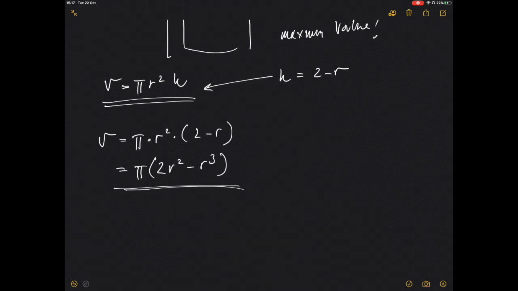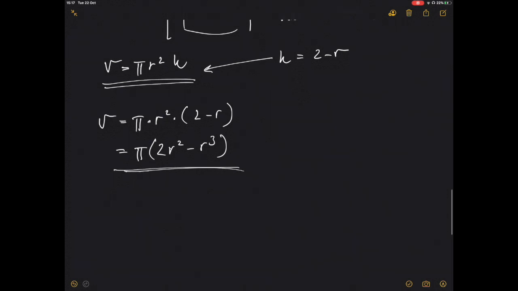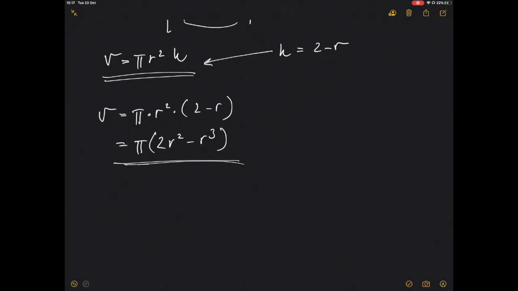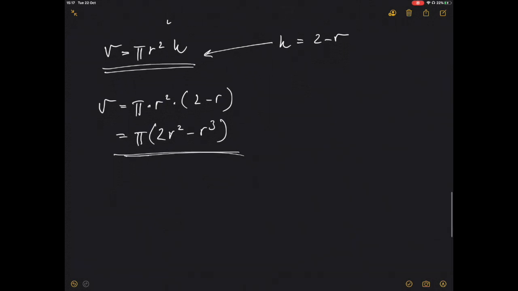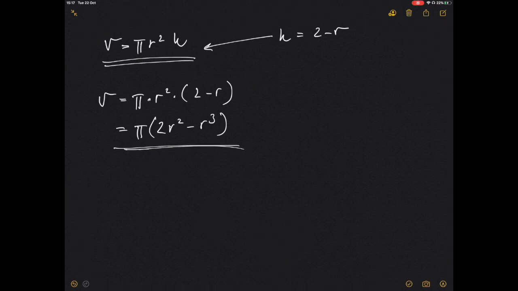So it also asks that we want to find the maximum volume. So again, this means that we need to find the turning point. So how do we do this? Well, first of all, we need to take the differential. So we can take the differential of this again.